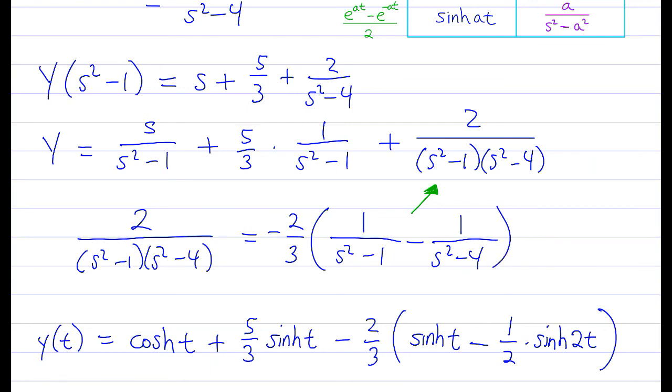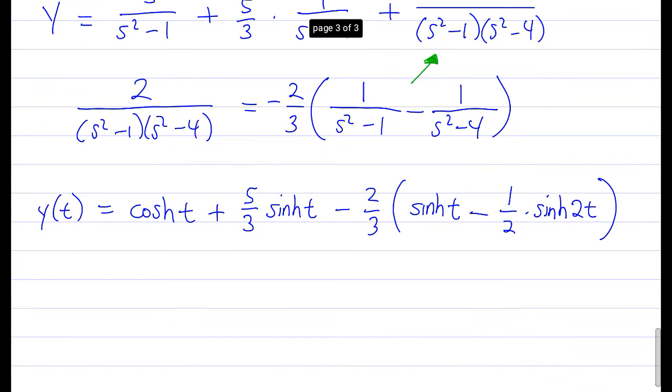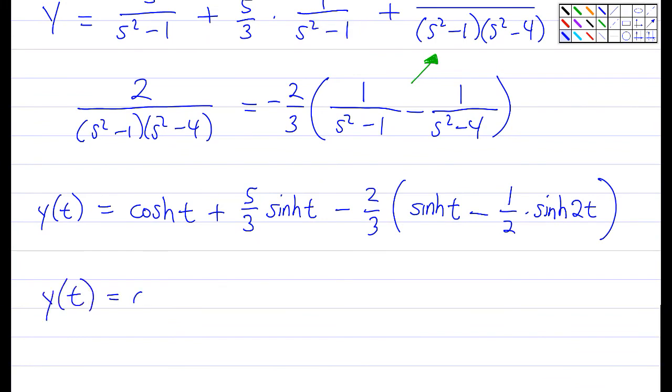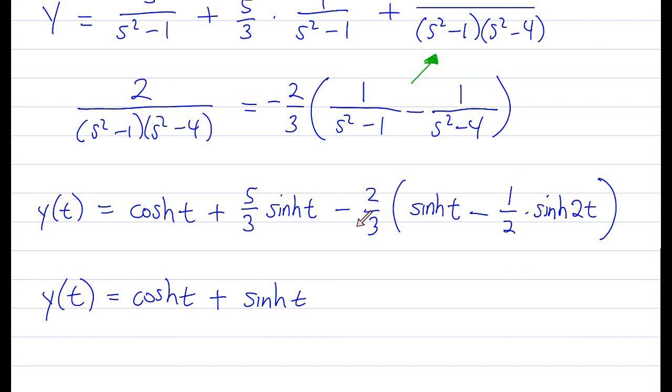Okay, we're basically done. Write it all out. y of t equals cosh of t plus 5/3 sinh of t minus 2/3 sinh of t. That's just sinh of t. And then finally, minus 2/3 times minus 1/2, that's plus 1/3 sinh of 2t.